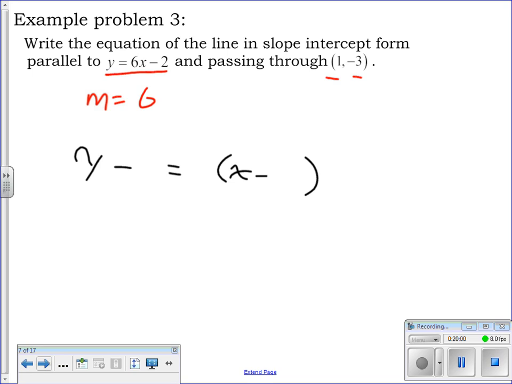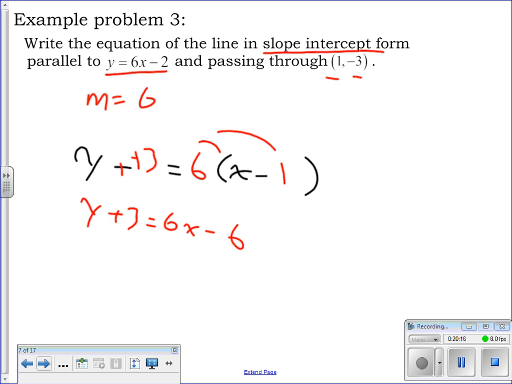Fill in the blanks. Slope is 6. x coordinate's 1. y coordinate's negative 3. Get rid of the double negative. Distribute the 6: y plus 3 equals 6x minus 6. And they want it in slope-intercept form. Ooh, that's an easy one. Just subtract 3 from both sides. y equals 6x minus 9.